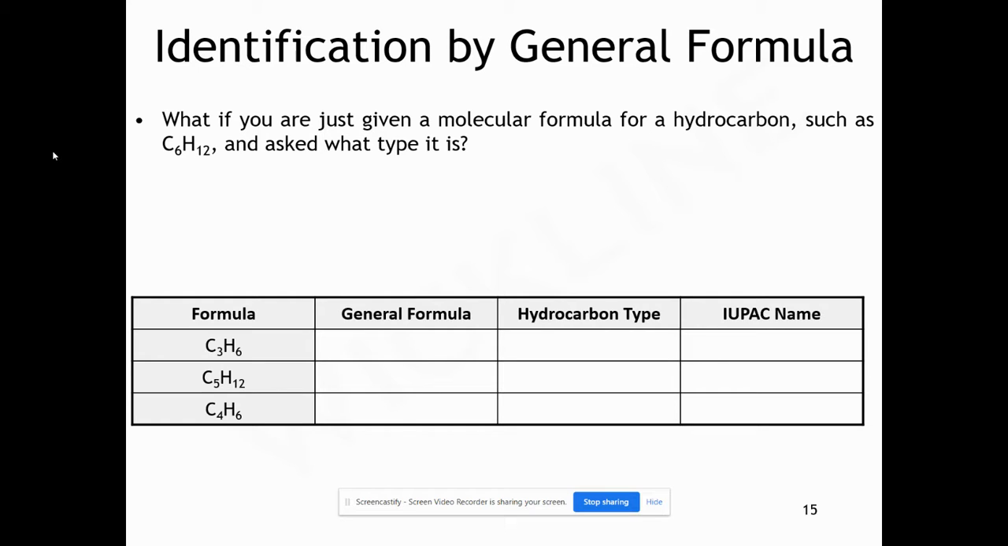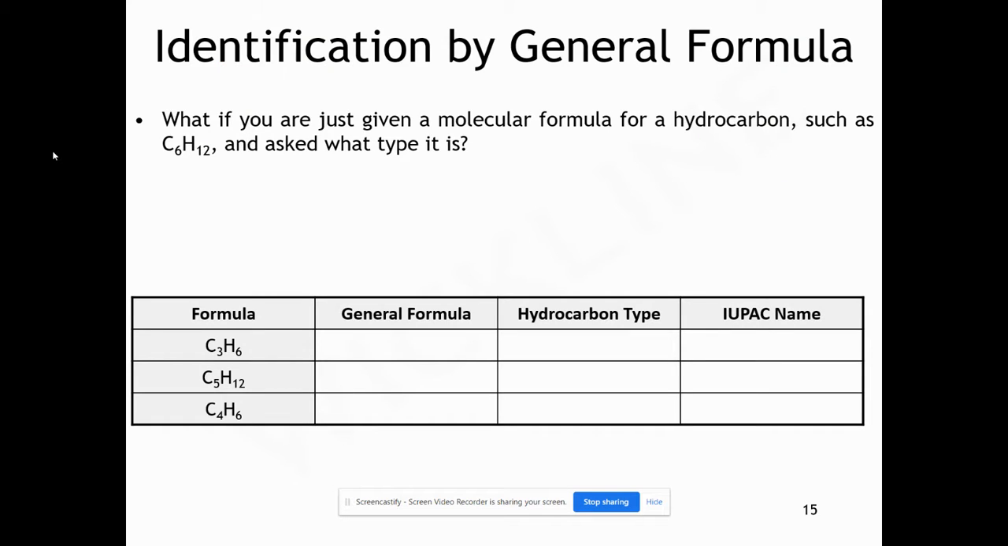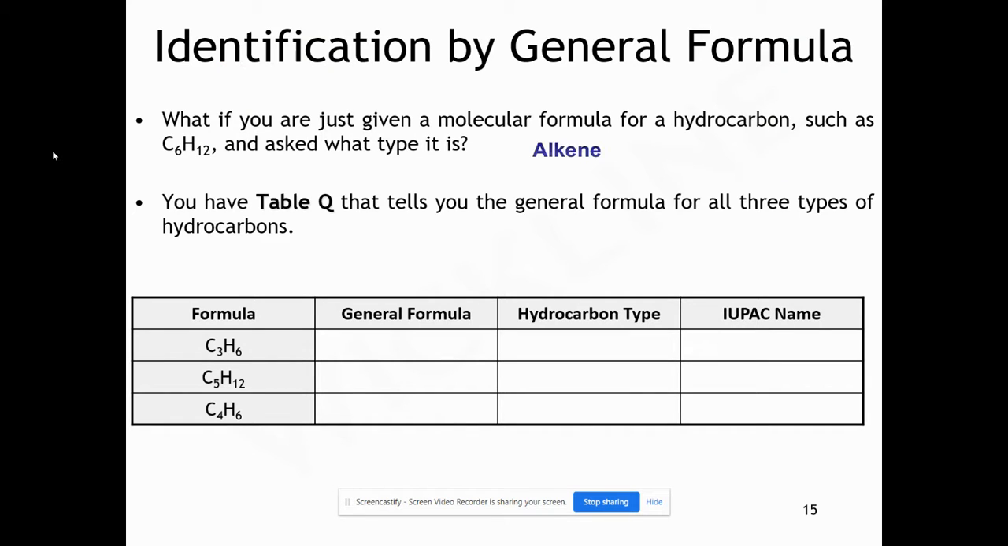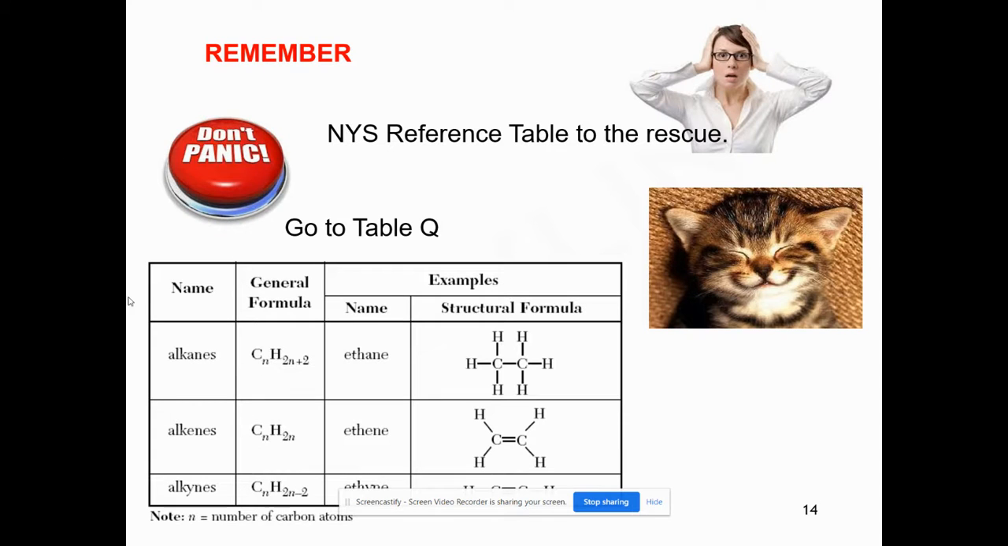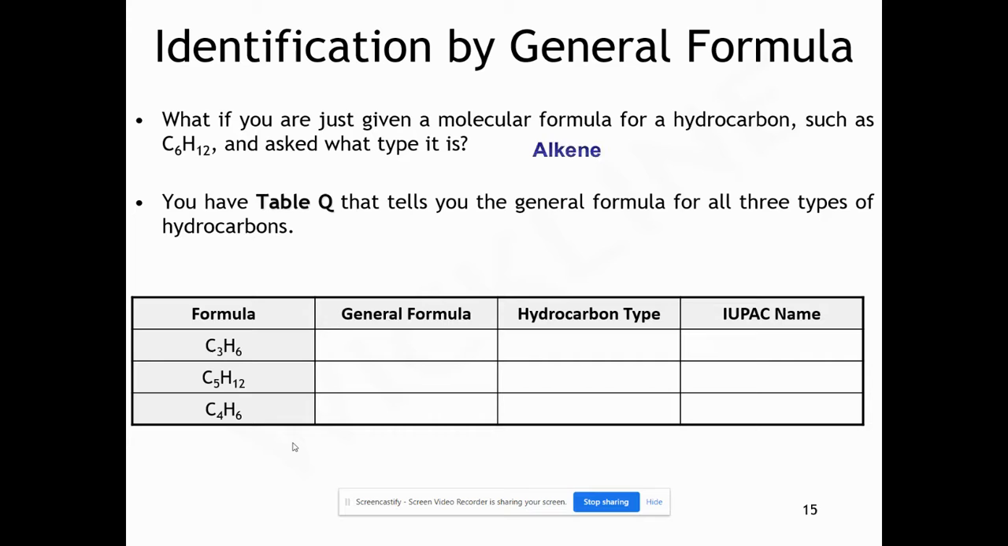What if you are given a molecular formula of a hydrocarbon, such as C6H12, and asked what type it is? So you would go to the general formula, you would go back to here, okay, and you would figure it out. So you know that would be an alkene because right here, n is 6, 2n there, therefore is 12. And you know that's an alkene.